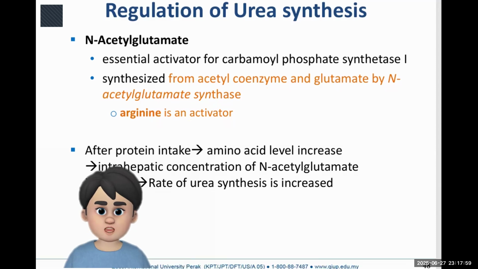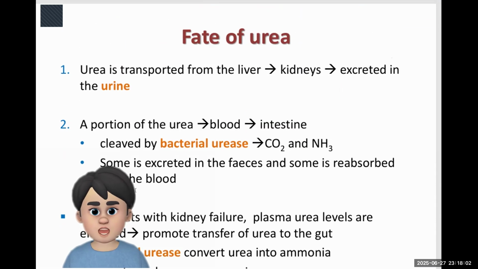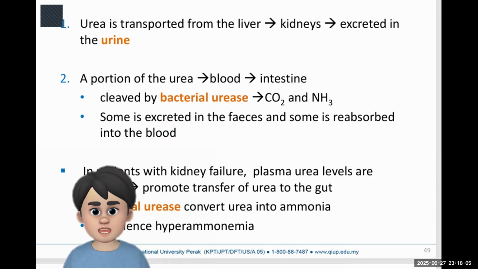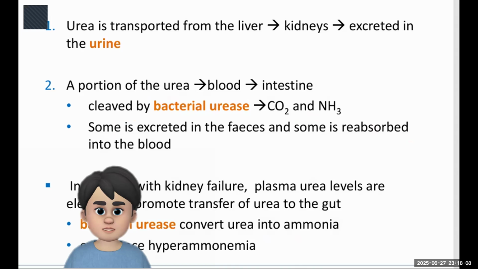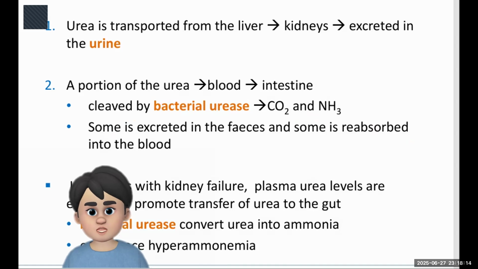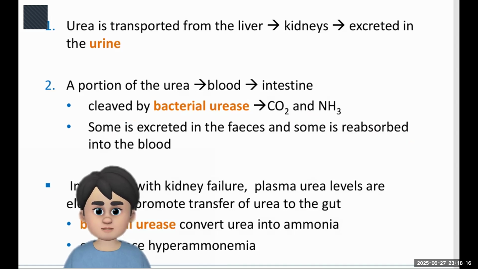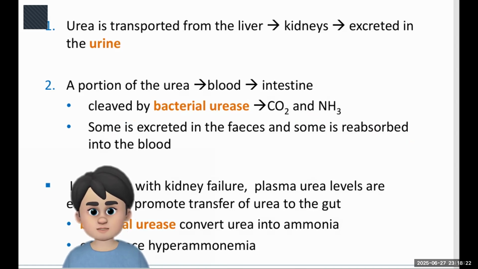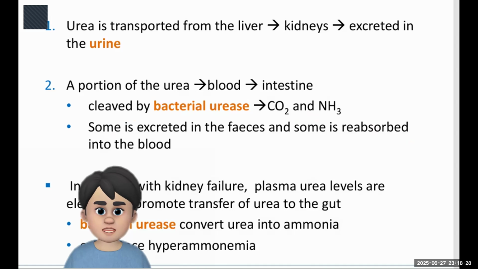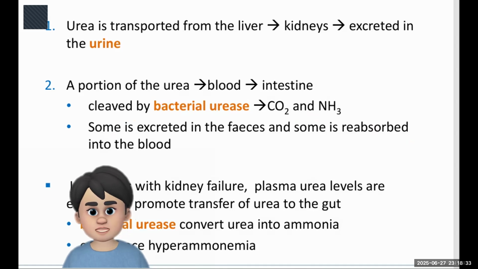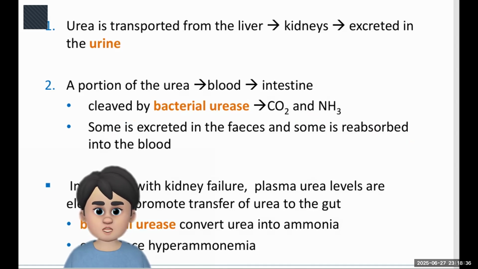This part is important: the fate of urea. Urea is transported from the liver, then excreted by the kidney in the urine. A portion of the urea goes to the blood and intestine, where it is cleaved by bacterial urease into carbon dioxide and ammonia. Some is excreted in the feces and some is reabsorbed into the blood. In patients with kidney failure, plasma urea levels are elevated, promoting transfer of urea to the gut. Bacterial urease converts urea into ammonia.